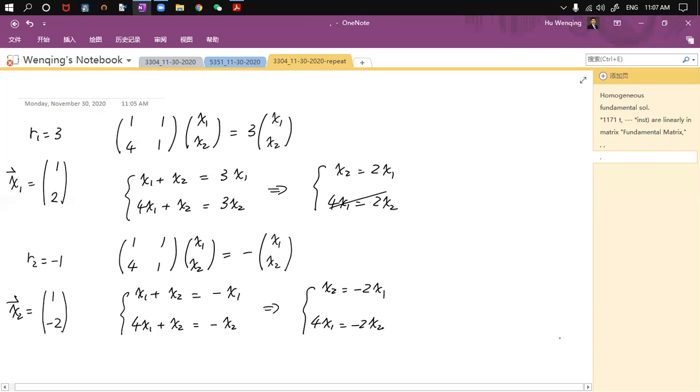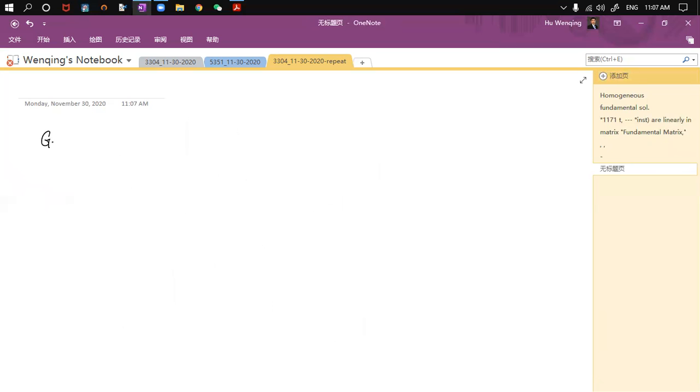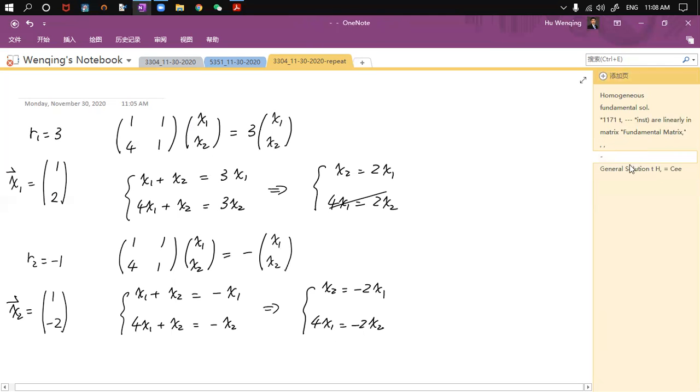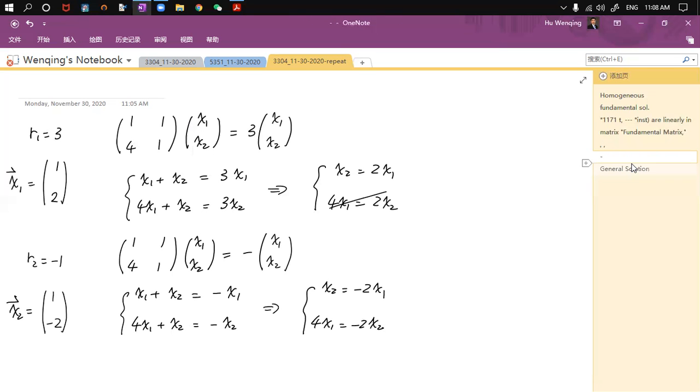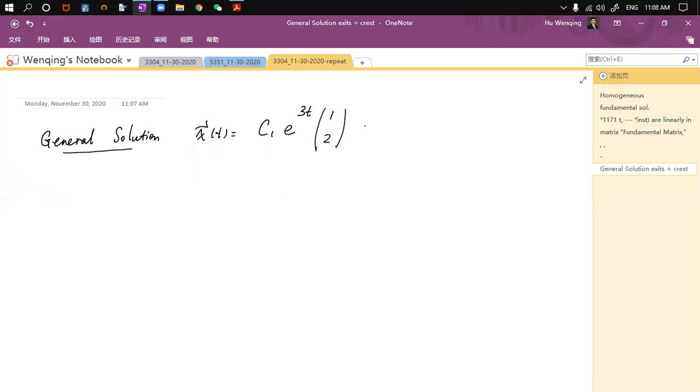As long as you have the first and second eigenvectors, you're going to have the general solution. So the general solution of this problem is going to be given by x of t is c1 e to the power 3t, since the first eigenvalue is 3, multiplied by the eigenvector (1, 2), plus c2 e to the power minus t, eigenvector (1, minus 2). So that's going to be the general solution to this homogeneous problem.